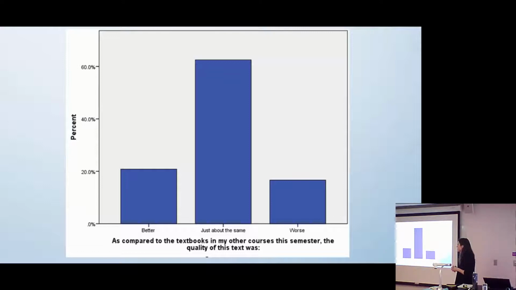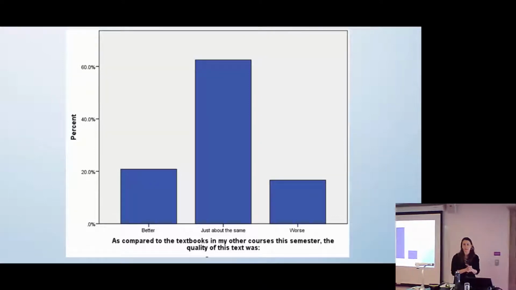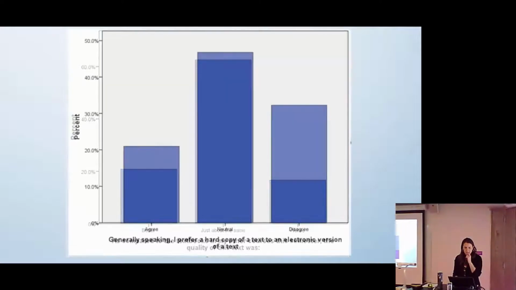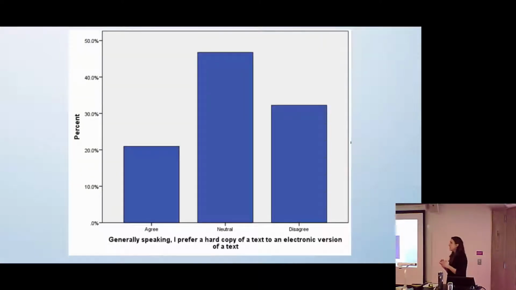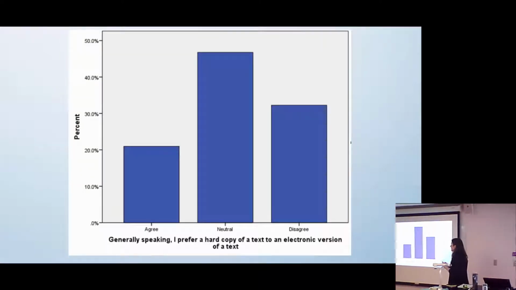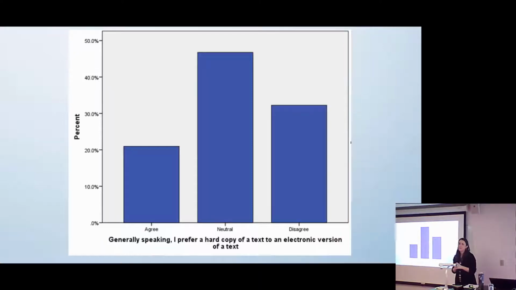And about 20% said it was actually better than the text they used for their other classes. There's some research emerging that suggests people like to read hard text as opposed to electronic text, so we asked about that. Our students were really kind of neutral about that. Only 20% said they prefer a hard copy of the text. More people disagreed with that statement.